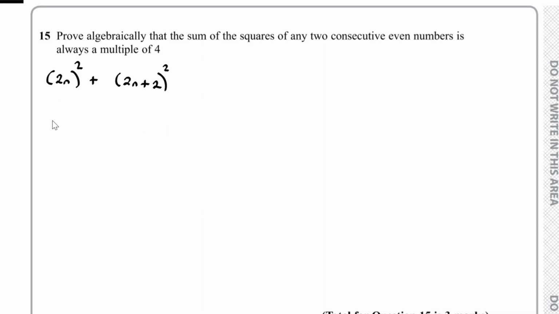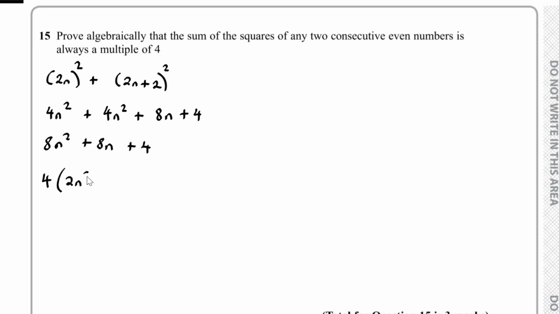So 2n all squared, that's going to be 4n squared, and 2n plus 2 all squared, that's going to be 4n squared plus 8n plus 4. So if we collect like terms here, we've got 8n squared plus 8n plus 4, and we want to show that this is a multiple of 4, so if we factorise out a 4, we've got 4 lots of 2n squared plus 2n plus 1. And therefore, you can see this is a multiple of 4.